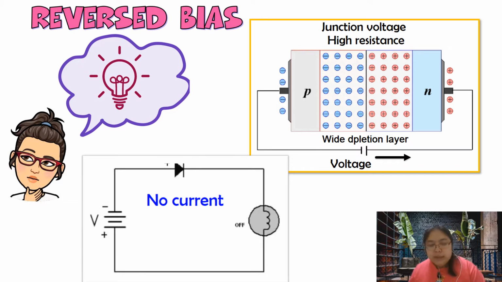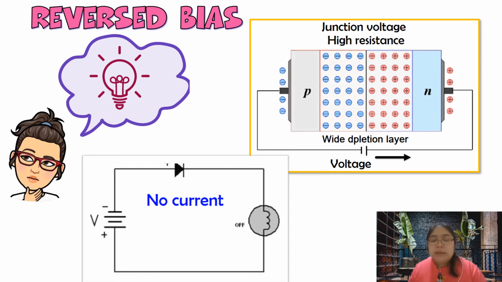From this part, what's the problem? Can you see the terminal connection? The P-type joins with the negative terminal, then the N-type joins with the positive terminal. That means the connection is wrong. When the connection is wrong, the voltage cannot go through. The voltage cannot be produced, which means we can say there's zero voltage.